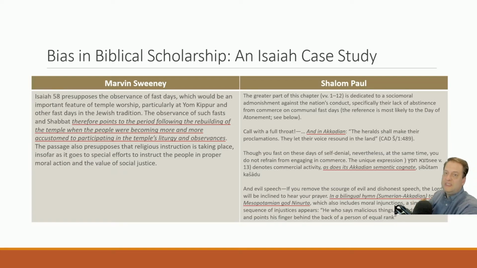And in these passages that I've highlighted in red, you can see Shalom Paul providing some evidences for his view against Sweeney's view, and he's trying to argue for his view of a Babylonian context, not a post-exilic temple context for these passages, using some analogs from Mesopotamia and Akkadian language and so on and so forth. You can see you have two scholars with very different agendas in mind, very different biases, and looking at evidence in very biased ways. And that's how they arrive at their different conclusions.